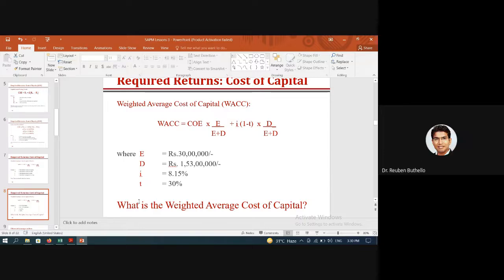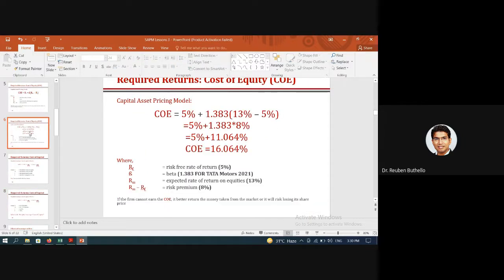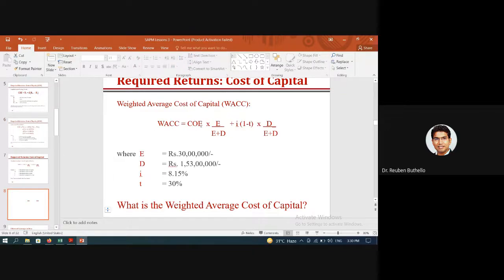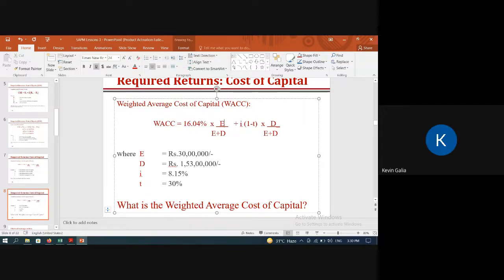So let us substitute the values. We got my COE from the last exercise. How much was my cost of equity? Cost of equity was 16.04%. Right? You can see this cost of equity. So then I take this and I put 16.04%. Okay. Then I take E and I substitute with 30 lakhs. And here again it is 30 lakhs.